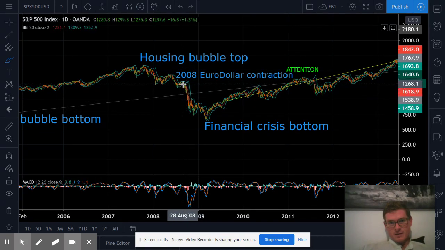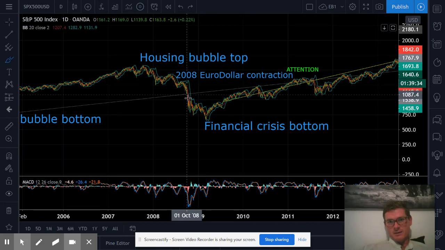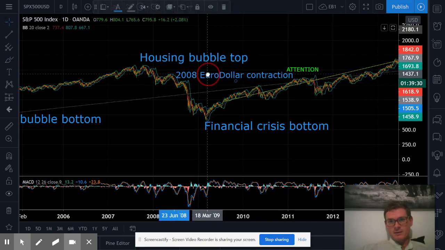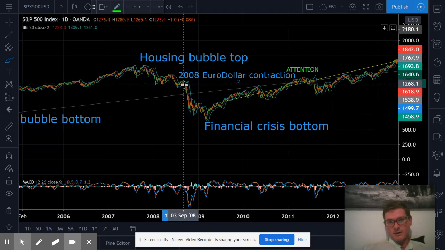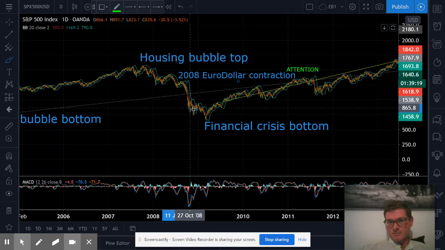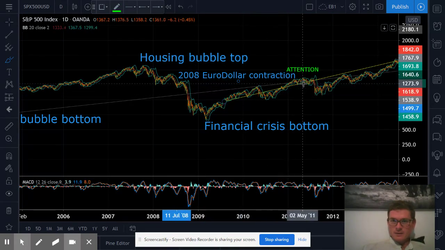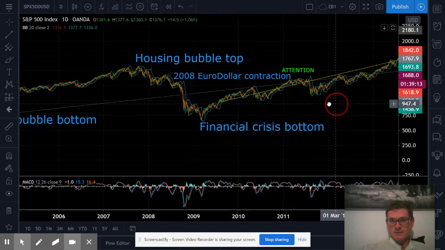And this is where they blew up the balance sheet. This is where the eurodollar system freaked out. I have it labeled as the eurodollar contraction here, but this is where the international banking system kind of broke, and the Fed first started blowing their balance sheet up. And then over this whole bull run, they've been gradually increasing their balance sheet.